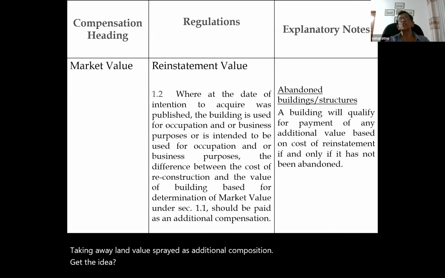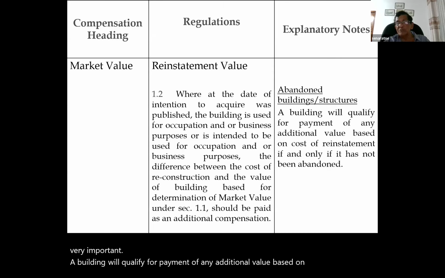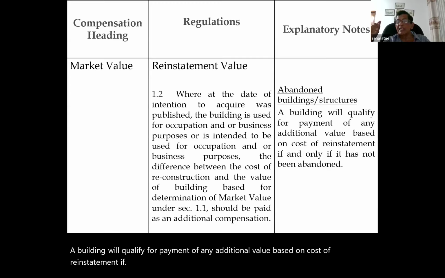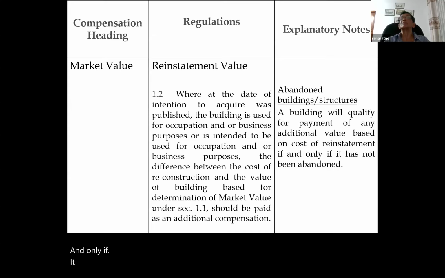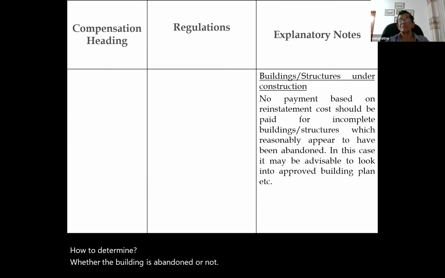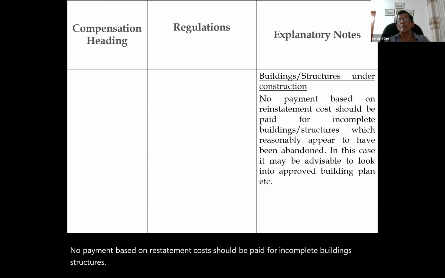Now, abandoned buildings, structures, some explanatory notes are there. Those are very important. A building will qualify for payment of any additional value based on cost of reinstatement if and only if it has not been abandoned. How to determine whether the building is abandoned or not? Buildings, structures under construction: no payment based on reinstatement cost should be paid for incomplete buildings, structures which reasonably appear to have been abandoned.